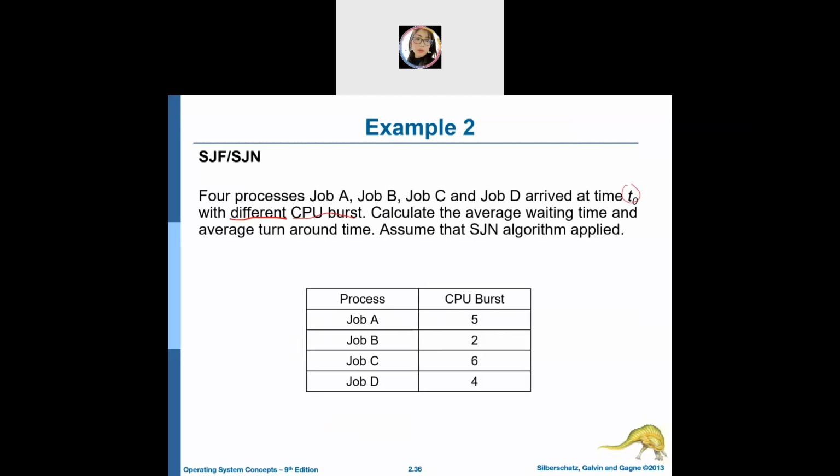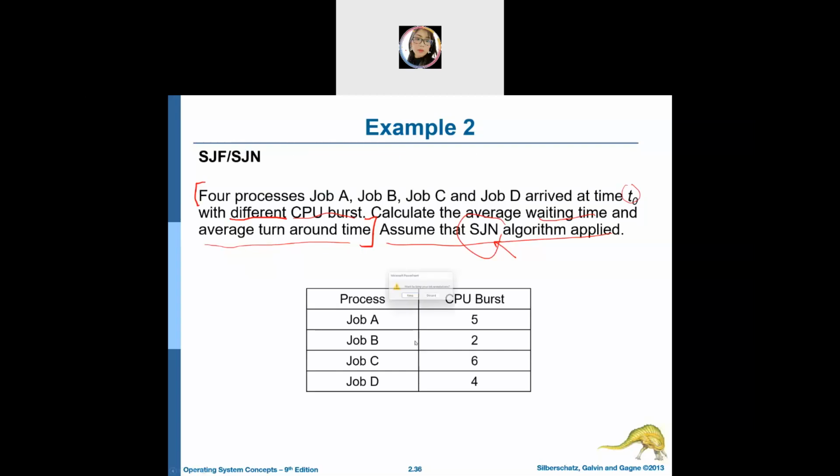CPU burst, calculate the average waiting time and also average turnaround time. This one is a normal question and it already tells you which algorithm you need to know. This question can be changed to a different algorithm. It can be whatever algorithm the question wants, and it must also be similar.